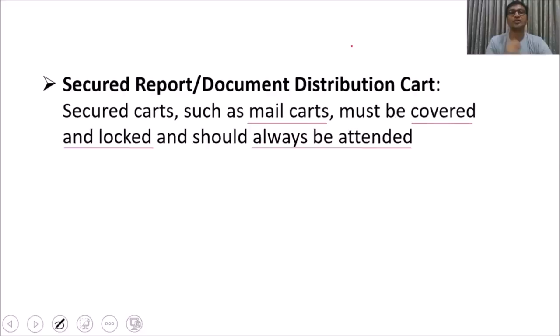So an unauthorized person, even a courier boy, postman, anyone, will not be able to enter into the building premises, by keeping all these mailboxes in the basement area only. So here we are going to finish with the physical access control.